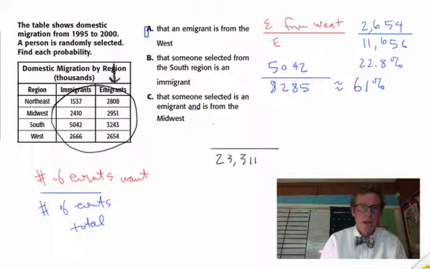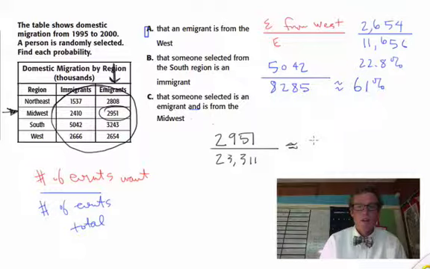Okay, and then what I'm specifically interested in is the probability that one of these people is an immigrant in this direction and also someone that is from the Midwest. Okay, so I'm not looking at all immigrants, nor am I looking for all people from the Midwest. I'm only looking at someone that is from the Midwest and that is an immigrant. And in the end, that number is 2,951. And when I punch that into my calculator, the percentage that I get is 12.7%.